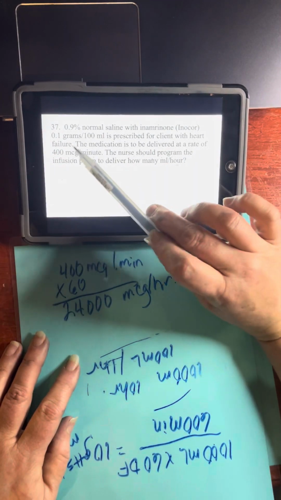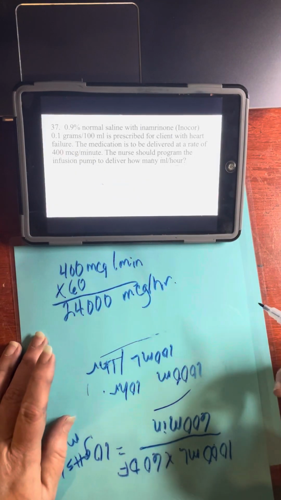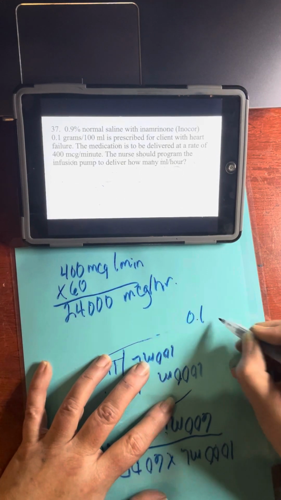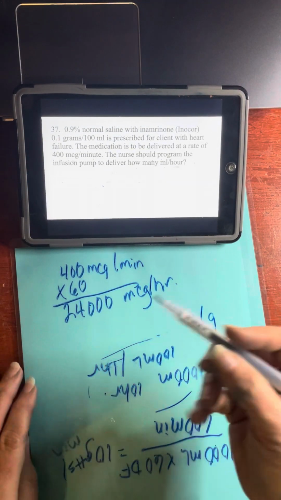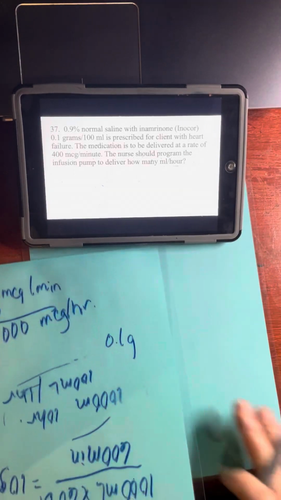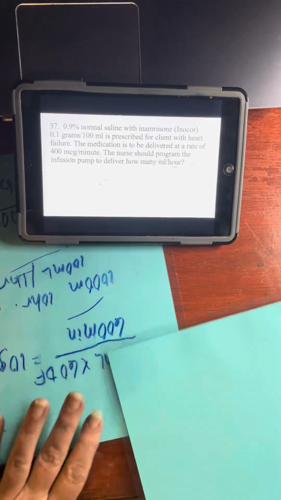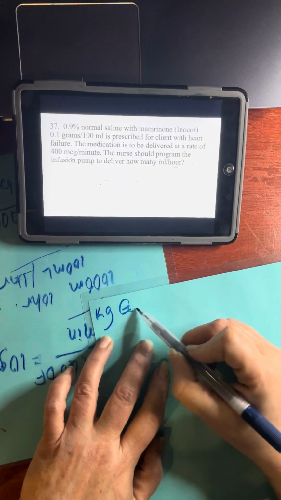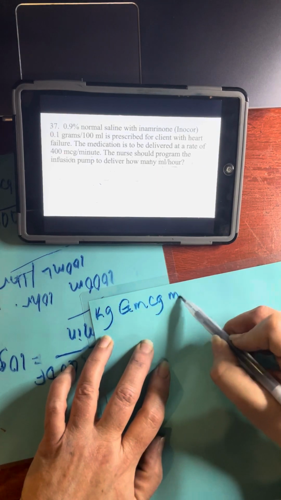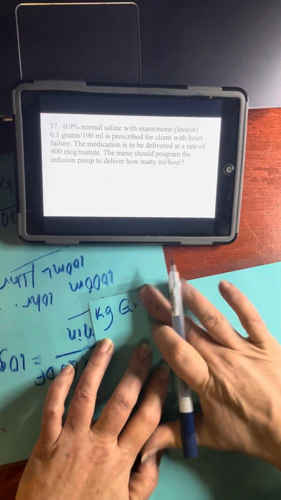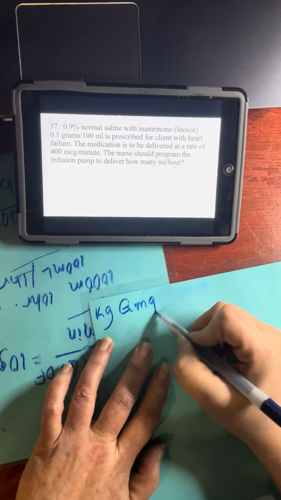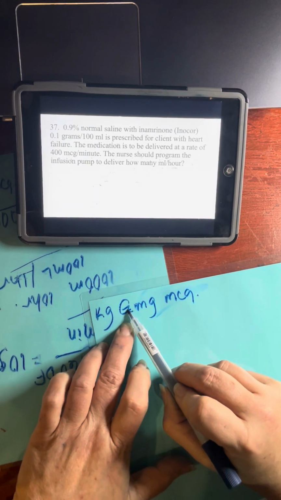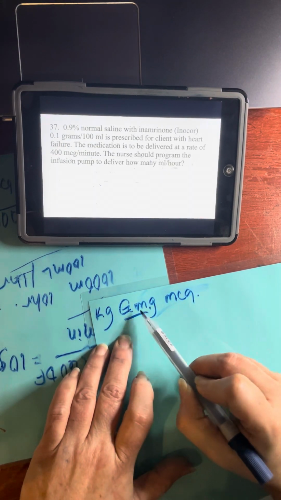And what we have on hand is 0.1 grams. I'm going to just pull this right here. So, you know, kilogram, gram, milligram, microgram. And if we're going from grams to milligrams, this tells us we're going to move our decimal to the right.